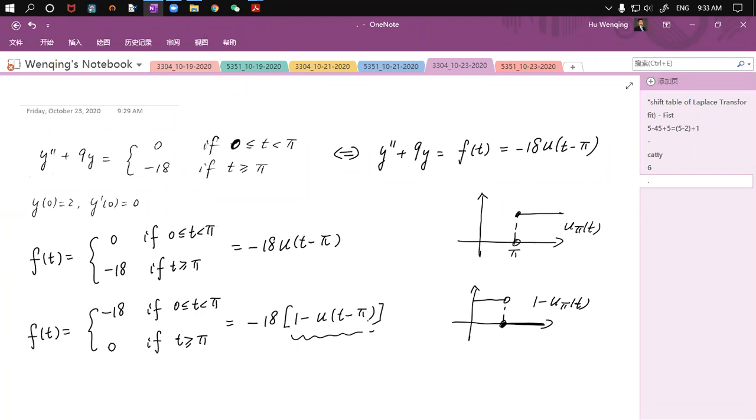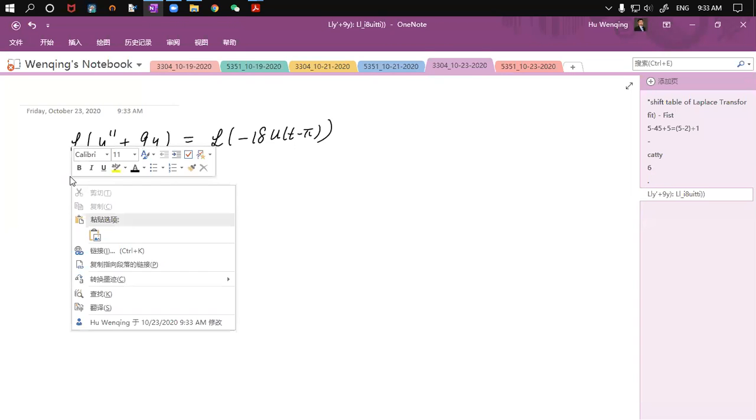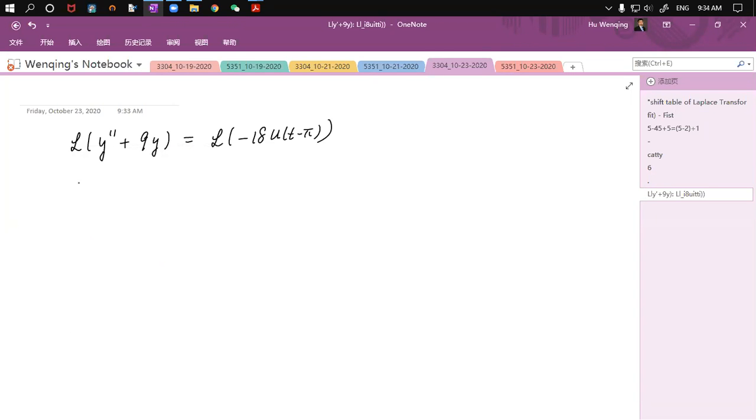Now once you write this equation in this form, you can apply the Laplace transform on both sides. So the Laplace transform of y'' + 9y is equal to the Laplace transform of -18 u(t - pi). That shows you the power of this method. Let me do it in one step: the Laplace transform of y'' plus 9 times the Laplace transform of y is equal to -18 times the Laplace transform of u(t - pi).